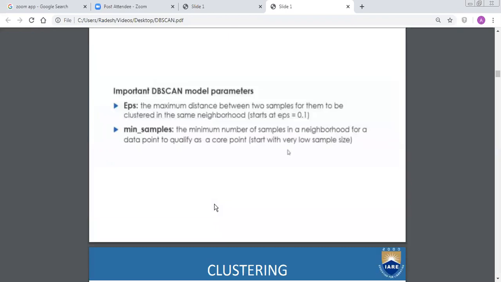So here, important DBSCAN model parameters. What are these important DBSCAN model parameters? The first one is EPS. We can call it EPS or epsilon. EPS or epsilon is the maximum distance between two samples for them to be clustered in the same neighborhood. The maximum distance between two samples for them in a given neighborhood.